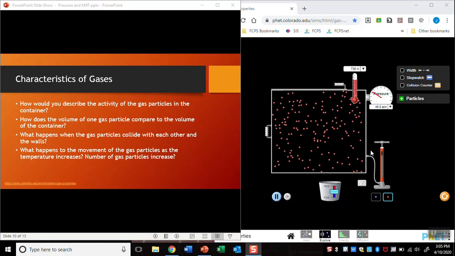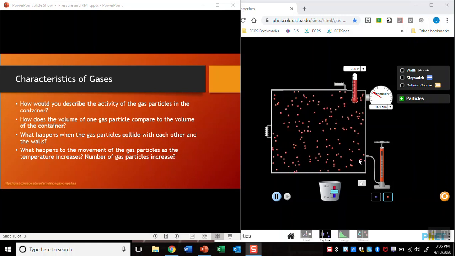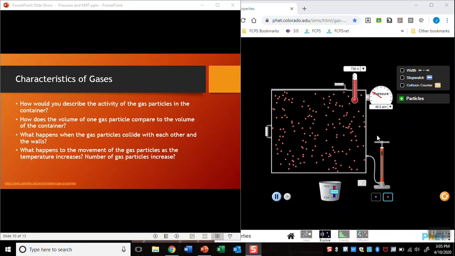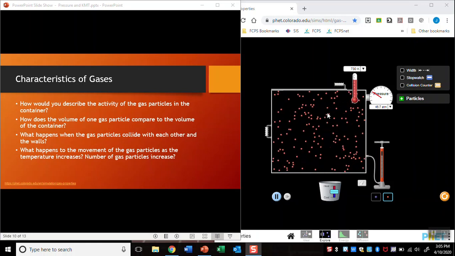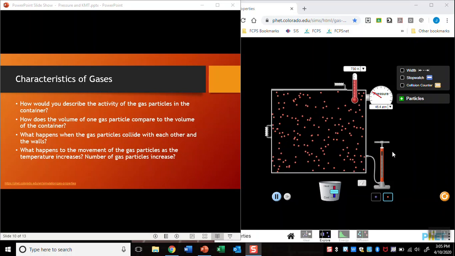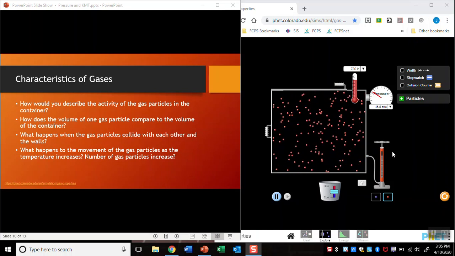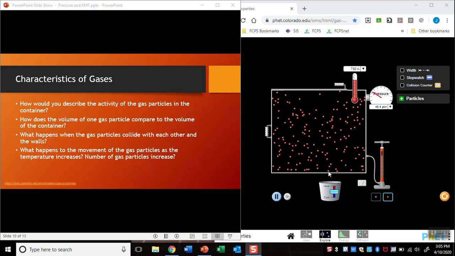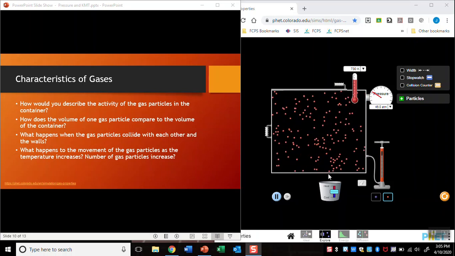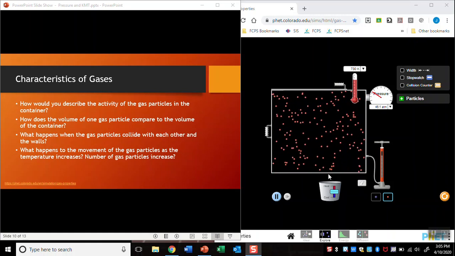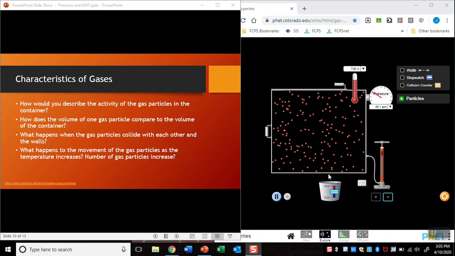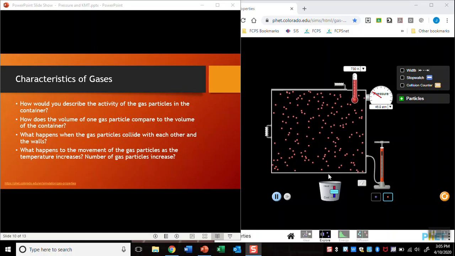So if you take a look at what's going on here, first of all, you'll notice that they are free to move anywhere and everywhere, right? They are touching the walls of the container. They are bouncing off each other. They're not moving in waves. They're moving in straight lines. You can see that as they bounce off each other or bounce off the walls, they then move in the other direction, not necessarily the opposite direction, but just in a different direction, right? And they're constantly moving. They never stop.